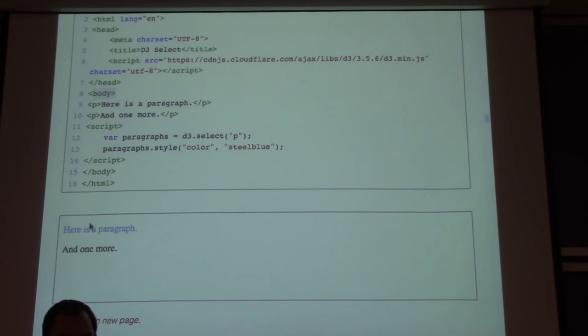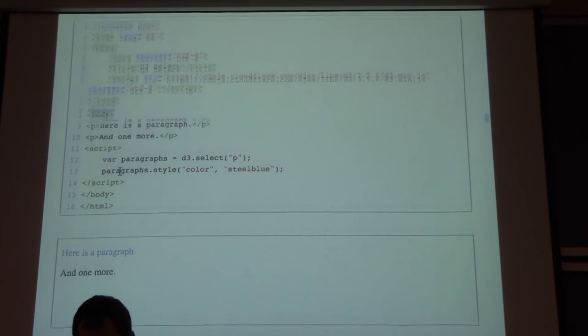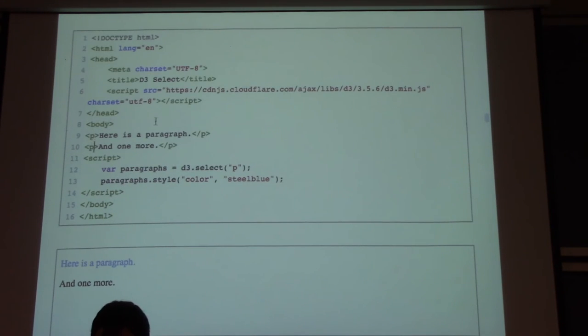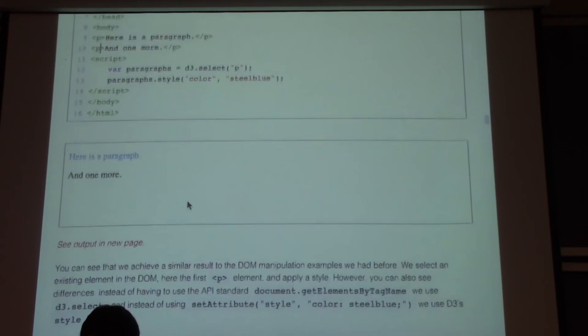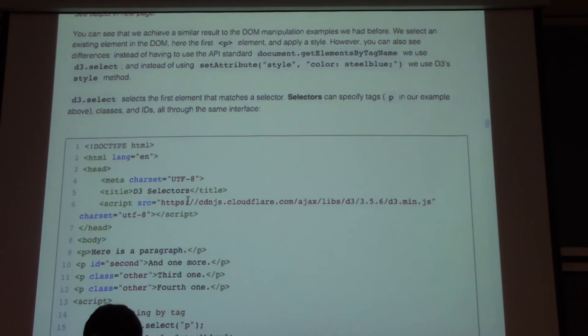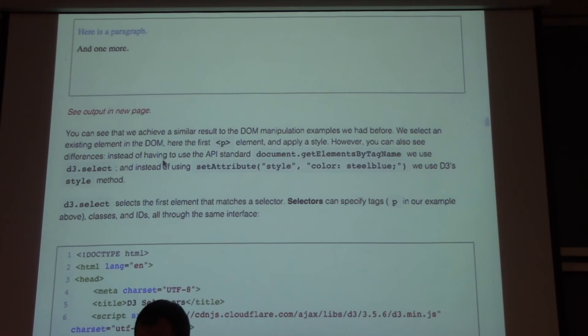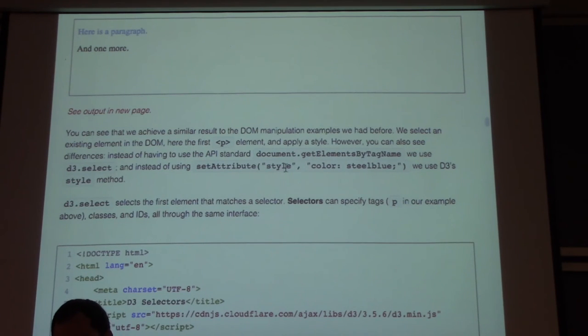One thing to notice is that I have only selected the first paragraph. So select only selects the first occurrence of the element that is specified in here. Let me see, I think I have an example here that does it. Yes. Okay, so pretty simple: d3.select instead of document get elements by tag name, and instead of set attribute style color steelblue, you simply use the D3 style method.